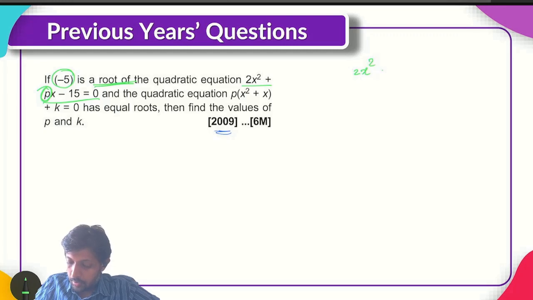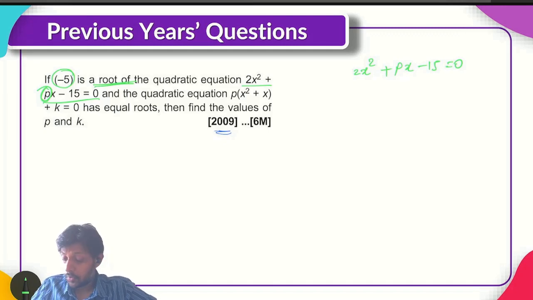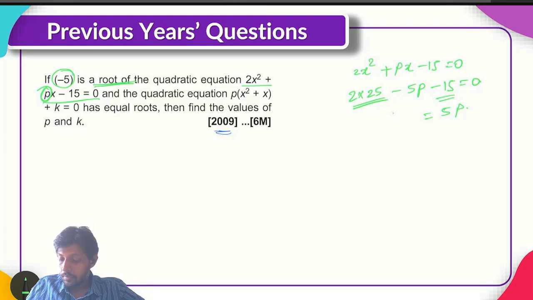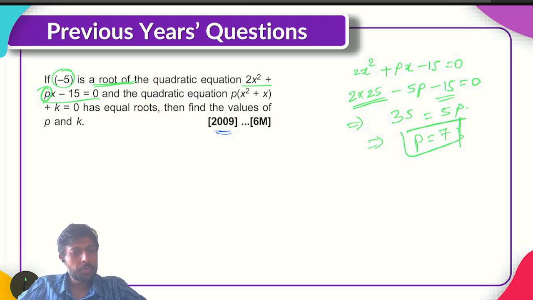2x squared plus px minus 15 equal to 0. Let's put minus 5 in place of x. So this is 50 minus 15 equal to 5 times p. Calculate the values and we find out the value of p.